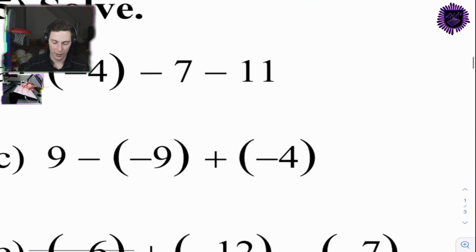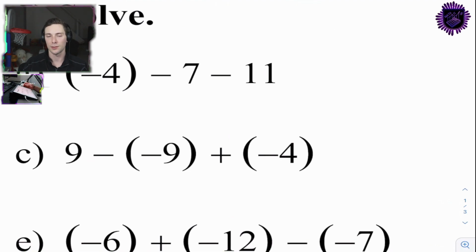Okay, solve. We've got 3 steps here. Wow, okay. Negative 4 minus 7 minus 11. Okay, negative 4 minus 7, so these two, you bring them down. Negative 4 minus 7 is going to be negative 13.